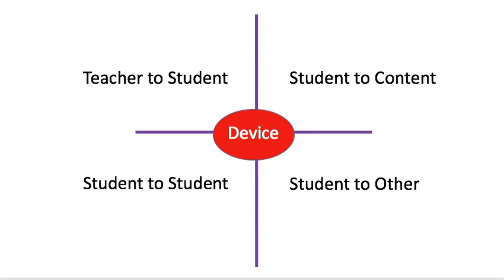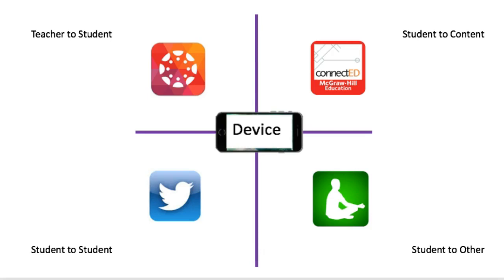Now, maybe I'm focusing on a particular hub at a time, but I want to take a balanced approach. So if I look at teacher to student here, I'm looking at my LMS. If I look at student to content, one example may be that I'm using a textbook publisher and integrating that into my LMS or learning experience. I'm connecting students through a discussion forum or perhaps potentially through social media.